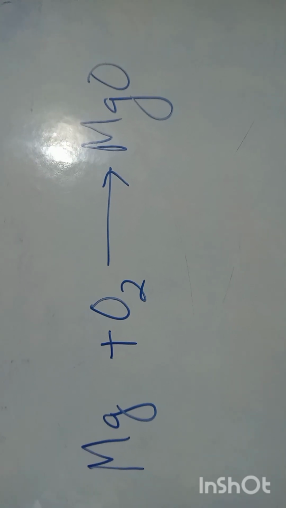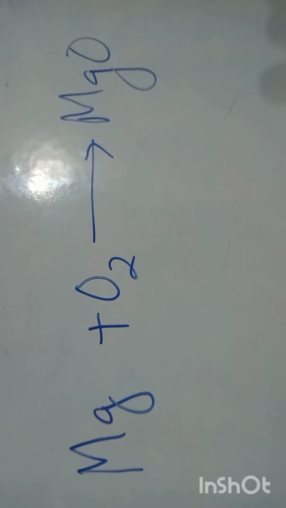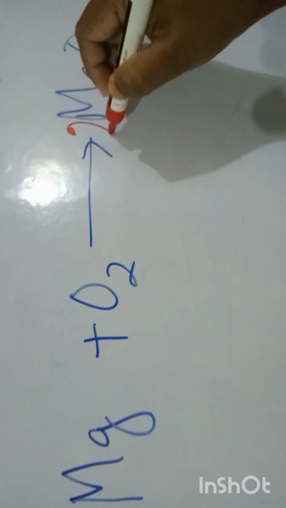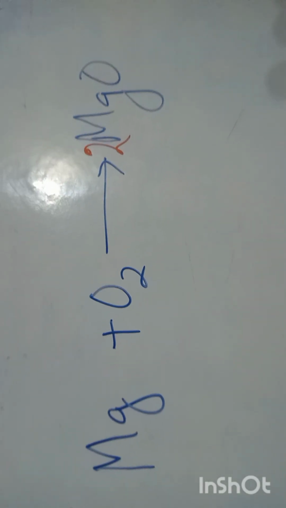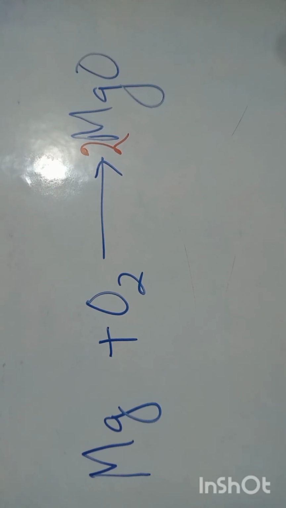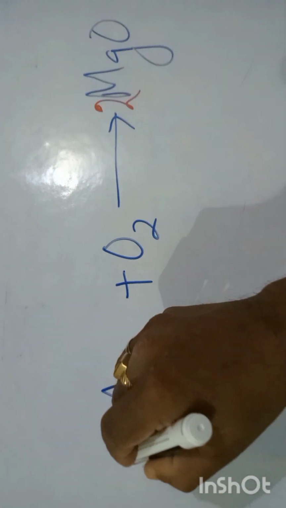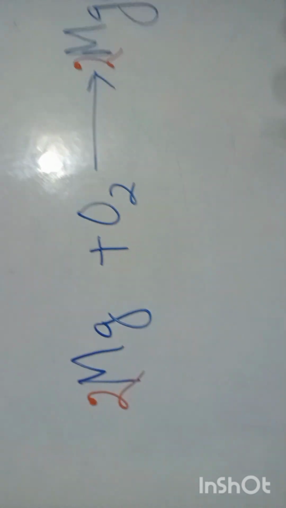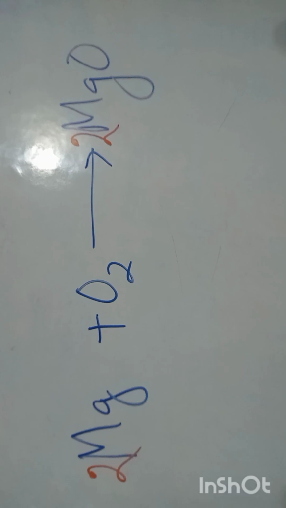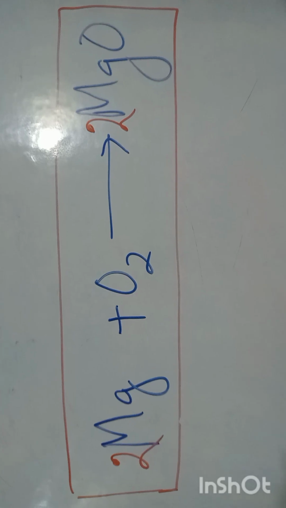So what will you do? We are only allowed to multiply the formulas. So we'll put 2 here to balance 2 oxygens. Further, we find that on the left side there is only one magnesium, so we can multiply 2 with the magnesium. Just now check, the equation is balanced. This is a balanced chemical equation.